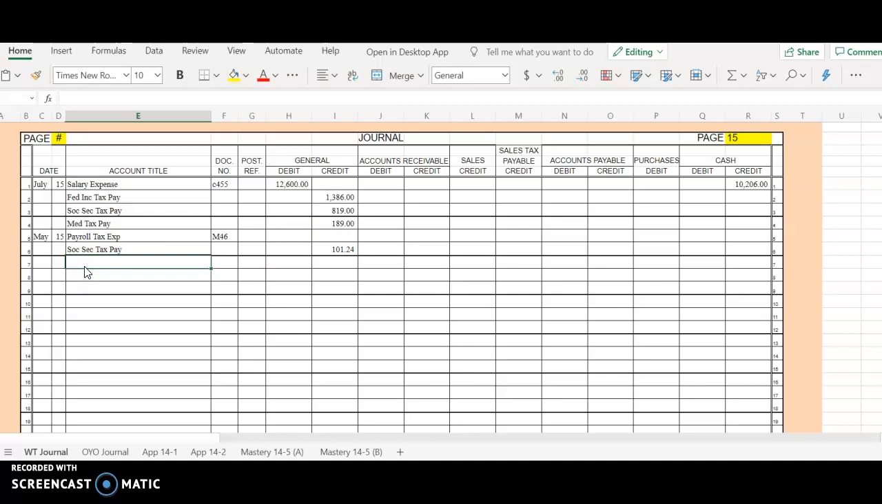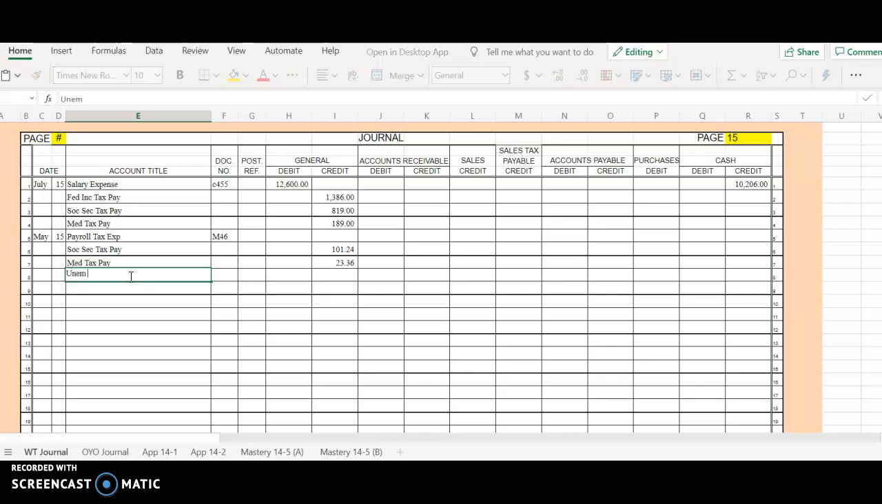Medicare tax payable is 1.5%. So you take their total earnings again, which is the $637.50 and $920, times it by 1.5%. Their Medicare tax payable would be $23.36.